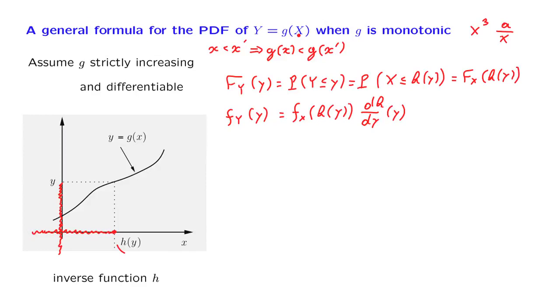How about the case of a decreasing function? So let us assume that g now is a strictly decreasing function of x. So we might have a plot for g that looks something like this. What happens in this case? We can start doing a calculation of this kind.